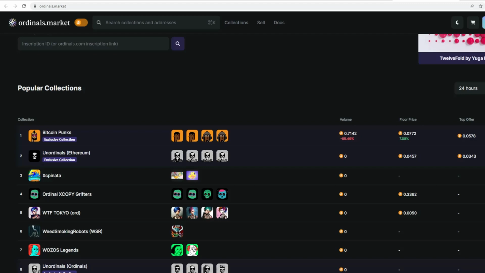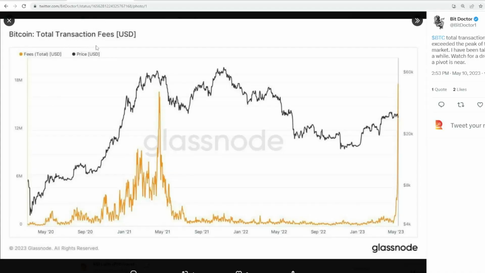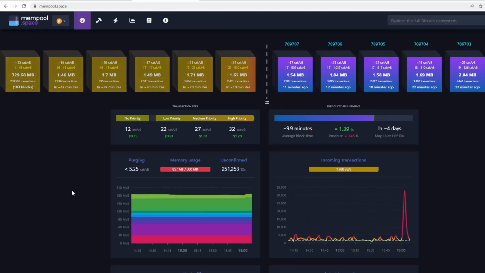Following that, there was just this massive, huge demand. If you go to the Mempool, you can see that these inscriptions were having a huge impact on it. Currently there are over 250,000 unconfirmed transactions right now, so you can see the congestion that has taken place.